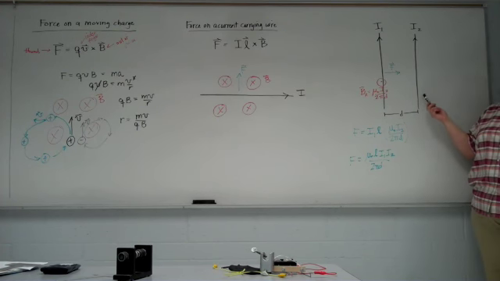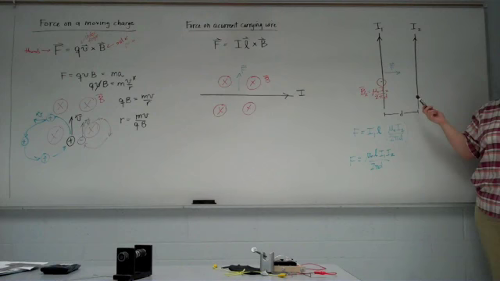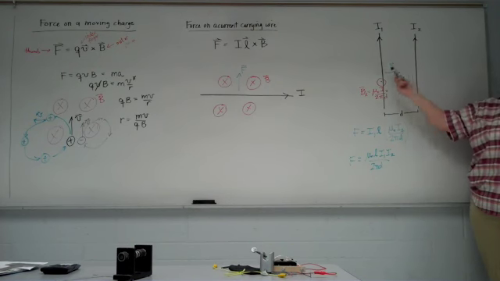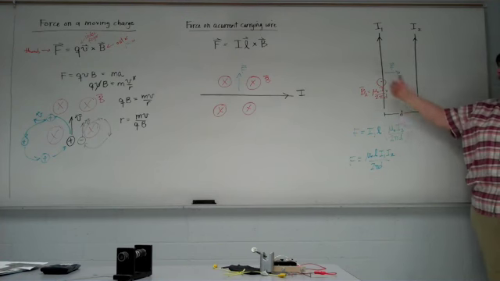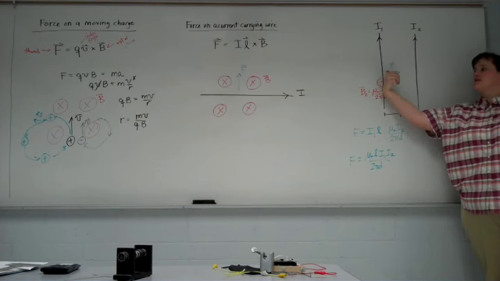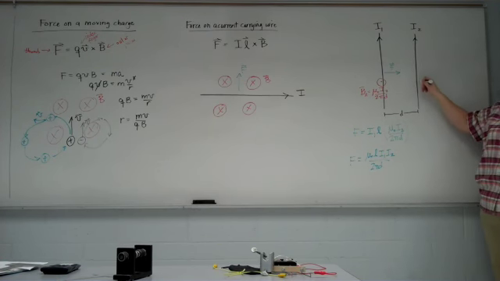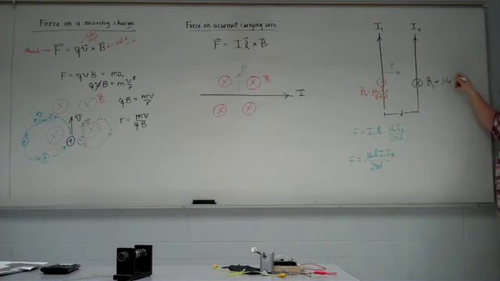But wire 2 is in an external magnetic field as well. Wire 2 is in the magnetic field that wire 1 is creating. Wire 1's magnetic field over on this side, my fingers would be pointing in, so the magnetic field from wire 1 would be going into the board here. So B from 1 would be mu naught I1 over 2 pi d.